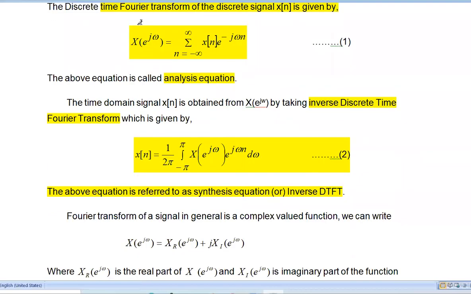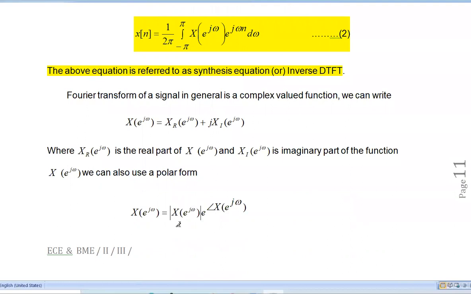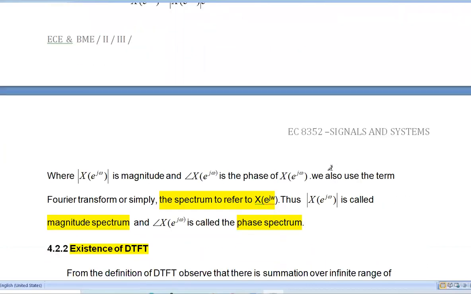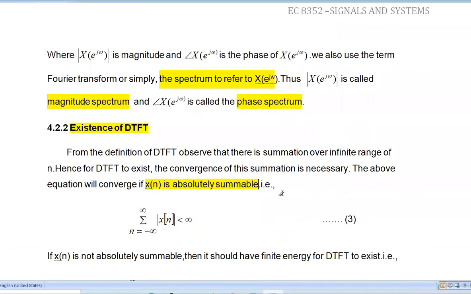From this X(e^jω), if you calculate the modulus of X(e^jω), it is the magnitude spectrum. The angle of X(e^jω) is the phase spectrum. We may draw them. In a big question, they ask to find the Fourier transform and also obtain the spectrum. That big question will come, so we have to solve it. In the next video, we are going to solve the problems related to this DTFT.